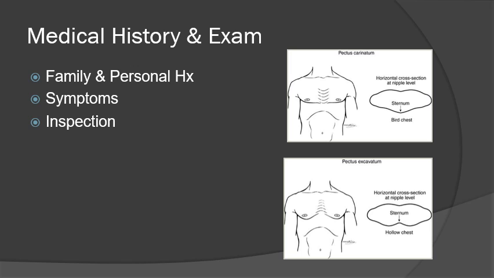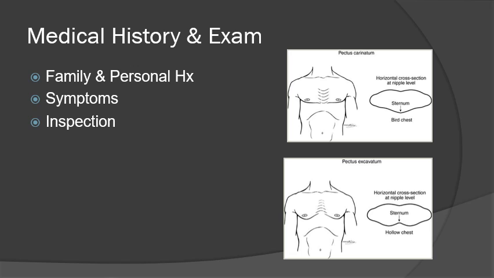Inspection, just kind of generally view the area. As you look here, one of the things we note is, do they have any type of deformity in their chest wall? So you have pectus carinatum and pectus excavatum. So you can see here, in pectus carinatum, they have what's called a bird chest, so you have the sternum kind of protruding out. Pectus excavatum, they have what's called a hollow chest, or it's caved in. Anytime you have any type of deformity in the thoracic wall, that could create issues with the pulmonary system.